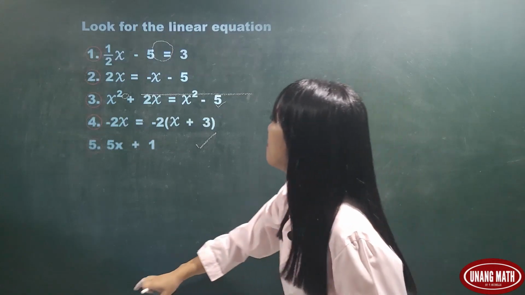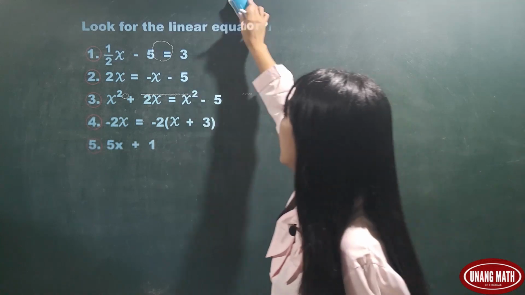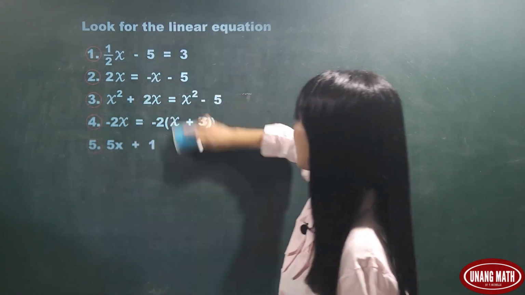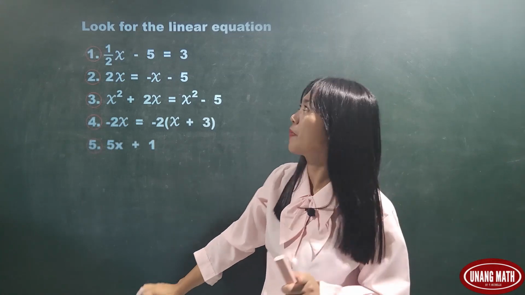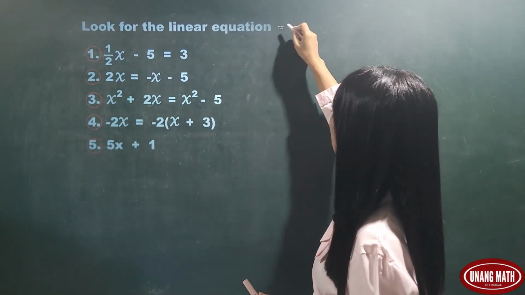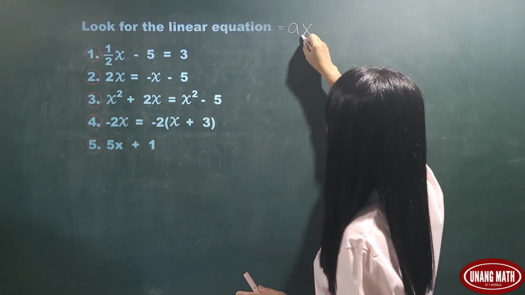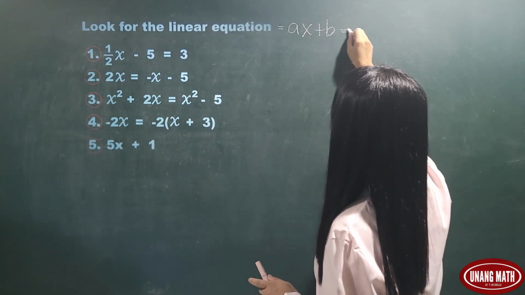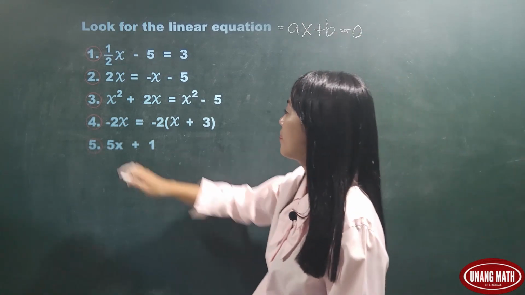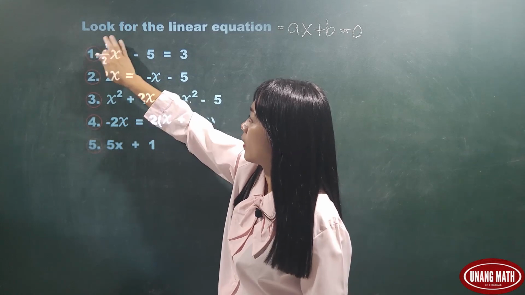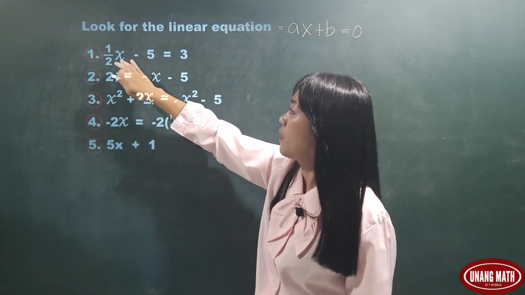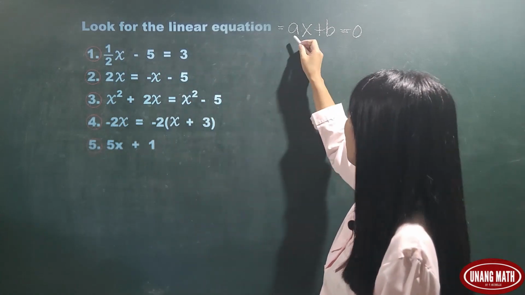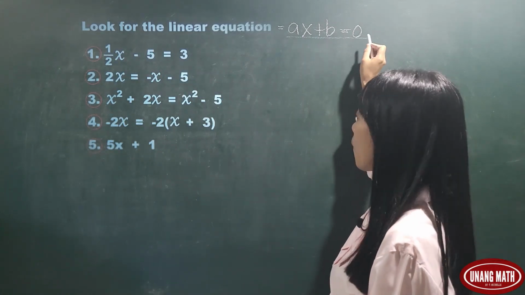Okay, let's give more examples. Look for the linear equations in these 5 equations. Remember, a linear equation is in the form ax plus b equals 0. Let's check number 1. 1 half x minus 5 equals 3. We will make this equation in the form ax plus b equals 0.